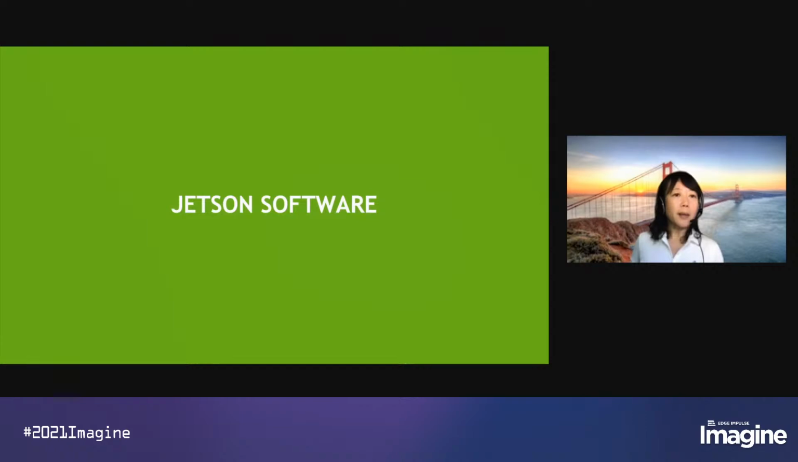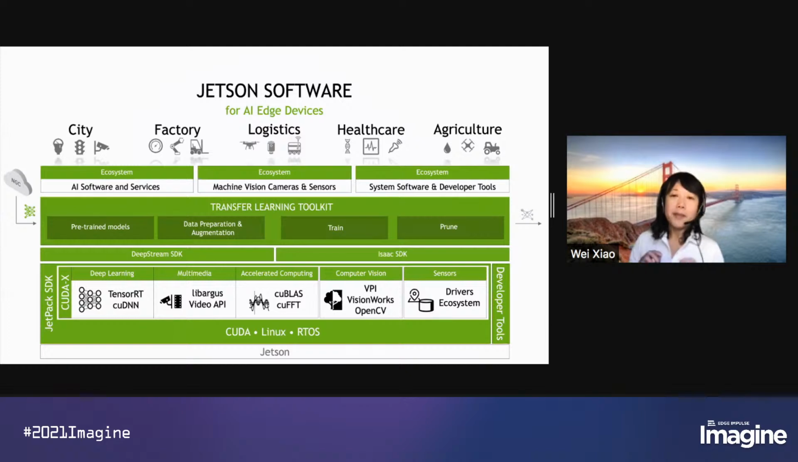Now let's move on to talk about Jetson software. Keep this software diagram in mind. This is the cornerstone of the Jetson stack. We will use this diagram to guide us through the next few slides. Jetson is supported by the JetPack SDK, which includes the board support package, BSP, the Linux operating system, support for real-time OS, CUDA, and compatibility with third-party platforms like Robot Operating System, or ROS. It also comes with libraries for deep learning, computer vision, and accelerated computing, as well as drivers for a wide range of sensors.